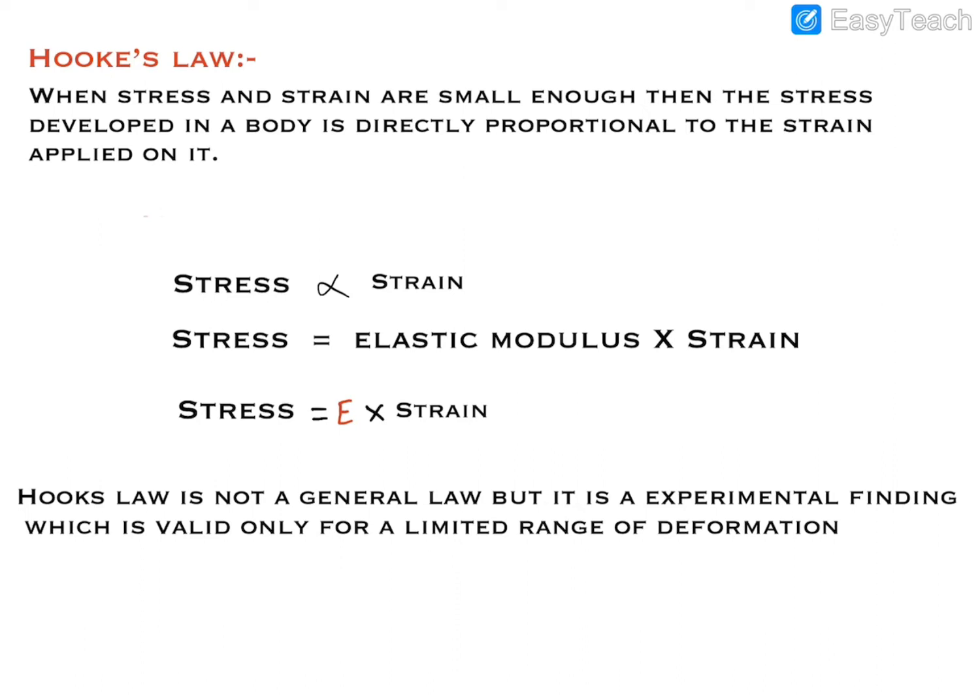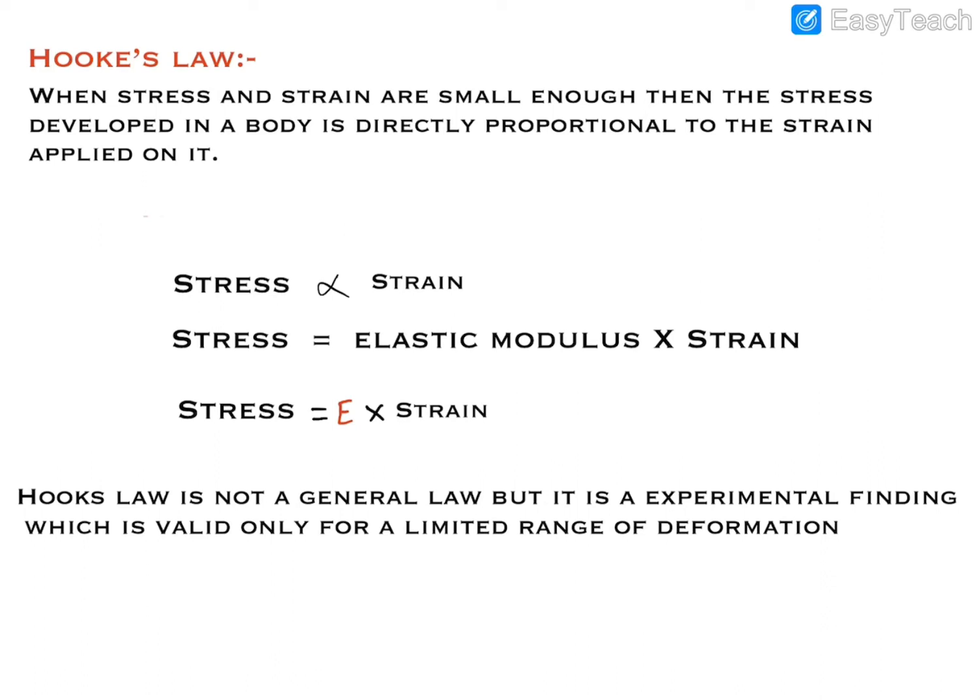Now in this video, following the previous one on solids, we'll discuss Hooke's law. This law tells us about the relationship of stress and strain, that is, how stress varies with strain for different materials. So let us first define Hooke's law: whenever stress and strain developed in a body are small, then the stress developed in a body is directly proportional to the strain.